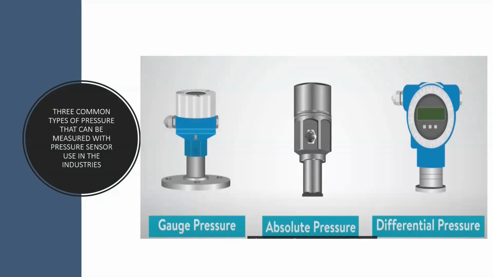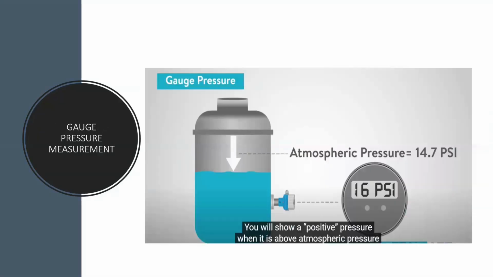Regarding the gauge pressure measurement, first of all, here we measure with reference to atmospheric pressure. Atmospheric pressure is usually a standard of approximately 14.7 psi. A positive pressure value means that we are measuring a value above atmospheric pressure. And a value below 14.7 psi indicates that we are measuring less than atmospheric pressure.